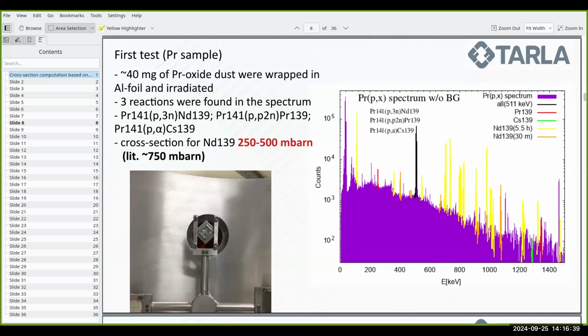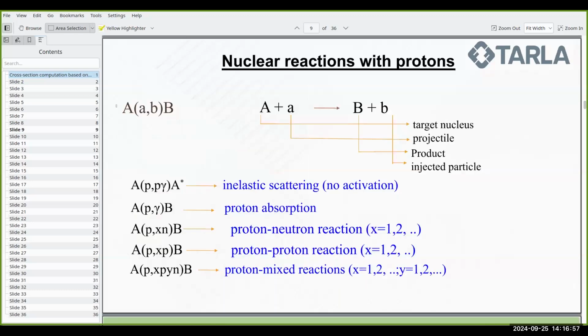Nevertheless, we were quite happy with this first experiment that we performed. We identified 3 different reactions. We were able to calculate one of the cross-sections for the first of them, and this was a good first step. Now let me go back a little bit and talk about theory.